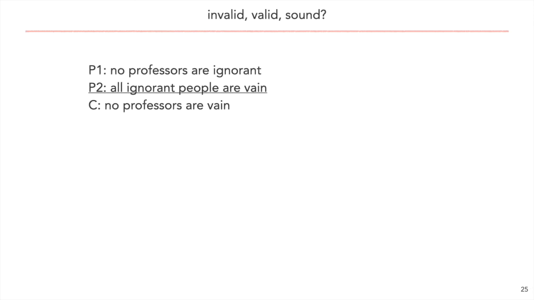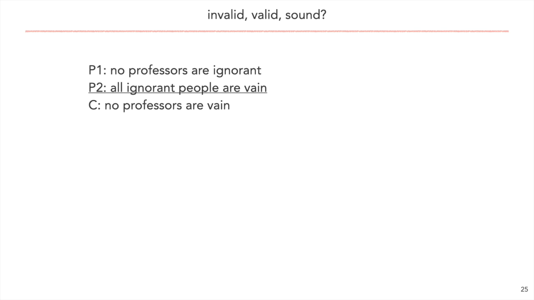Here's a slightly more complicated example. This one and the next are from Lewis Carroll, the author of Alice in Wonderland. He had a day job as a mathematician. He had a keen interest in logic. So the premises of this whimsical argument are: no professors are ignorant, all ignorant people are vain. Conclusion, no professors are vain.